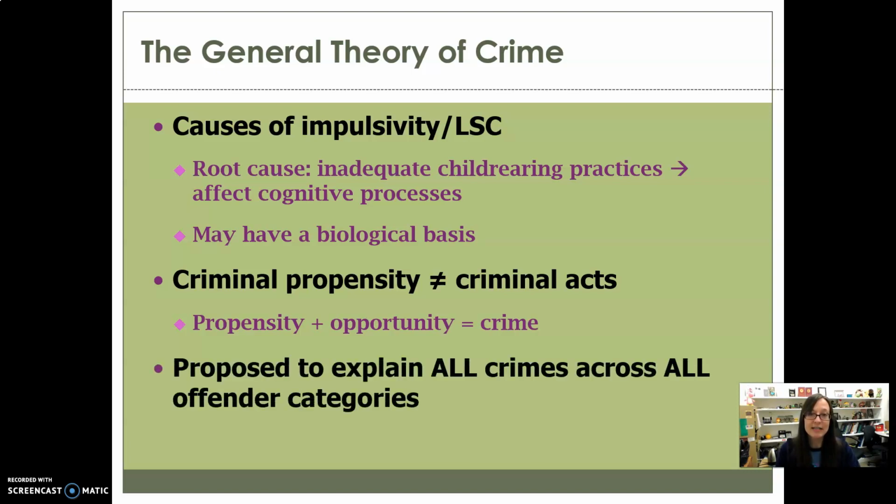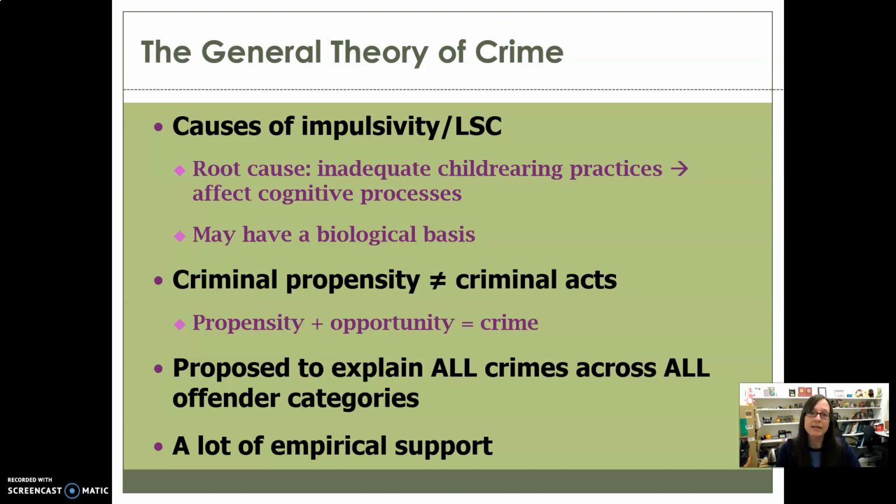So the GTC does propose to explain all crimes across all offender categories. They don't focus on a specific subset of the offender population or specific crime types. Routine activities theory, for example, focuses on interpersonal crimes. Social process theories focus a lot on juveniles, especially in terms of policy implications, like labeling theory. But the GTC is like, nope, low self-control is at the base of all criminal offending. And it has gotten a lot of empirical support. The underlying relationship between low self-control and crime is supported by research done in multiple countries with multiple different groups and multiple different offender types. So there's a lot of support for this.